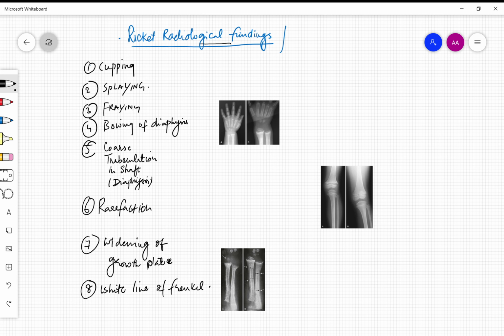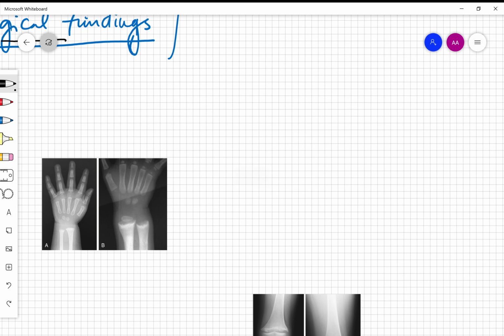Starting with cupping. By cupping we mean that the metaphyseal end becomes kind of concave. So you remember cupping by the concave metaphysis.